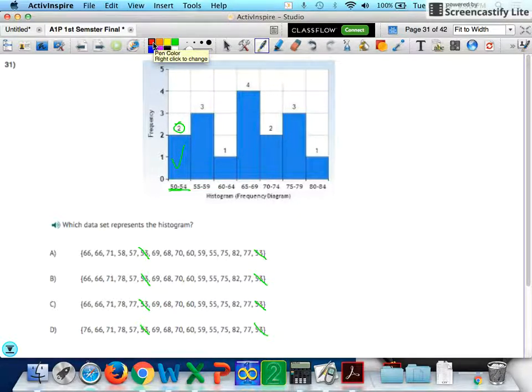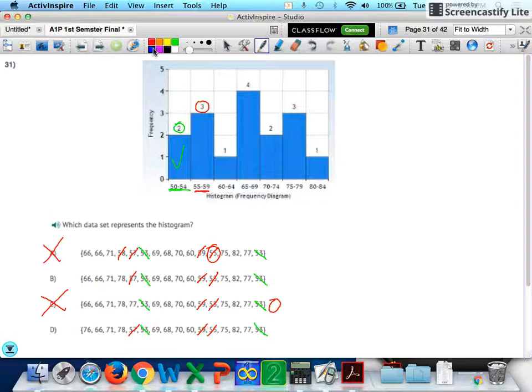Moving on to our second one, between 55 and 59, we should have a frequency of 3. So 55 and 59, there's 1, 2, 3, 4. Uh-oh, that one had too many in that range, so it's out. 55 through 59, 1, 2, 3. That one's clear. 55 through 59, 1, 2. Uh-oh, that one was missing one as well. C's out. 55 through 59, 1, 2, 3. So we've gotten rid of 2 of our 4.